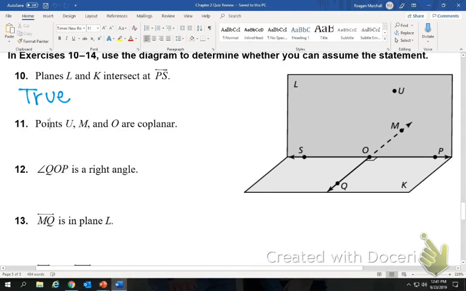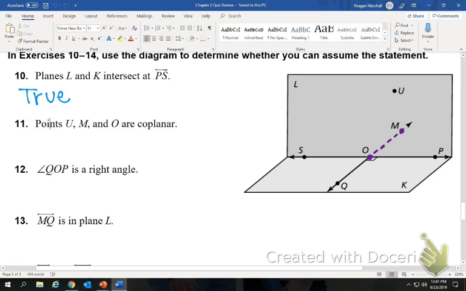Next one, U, M, and O are coplanar. What does coplanar mean? On the same plane. This is a trick question because most people would say yes. Why is it a no? Can anybody guess? O is good. O is correct. So O is not the problem. It's M. Why is M not on the plane?